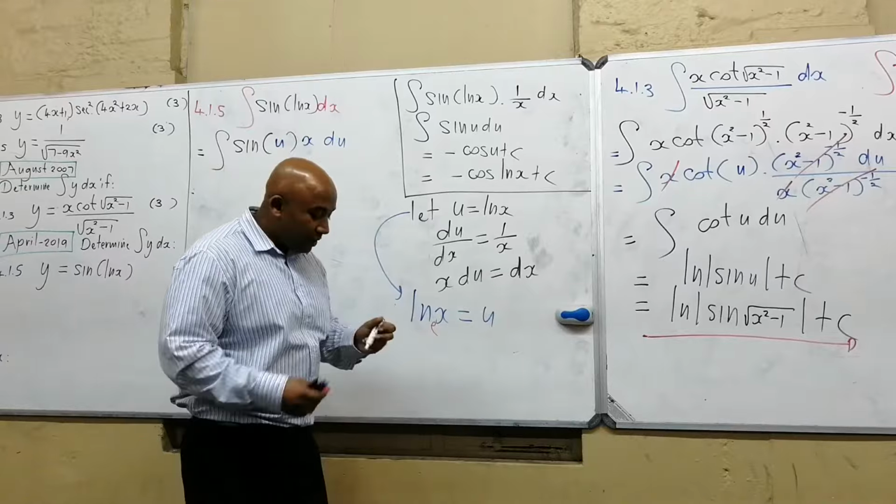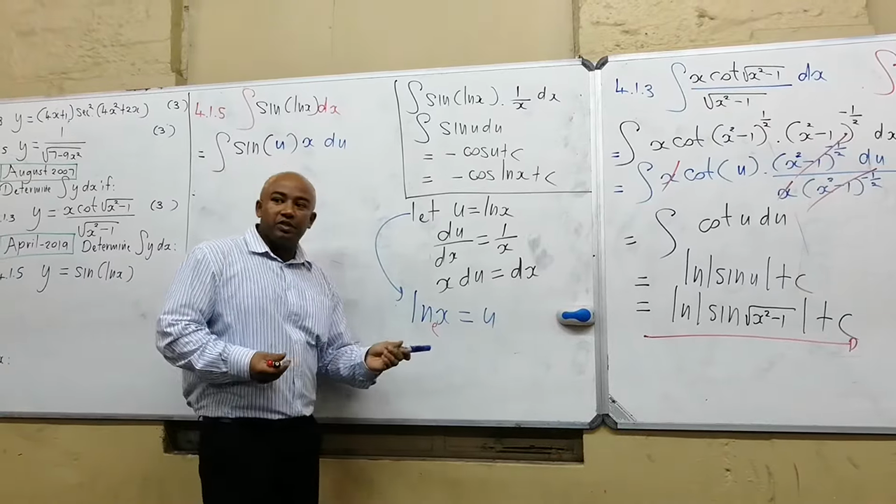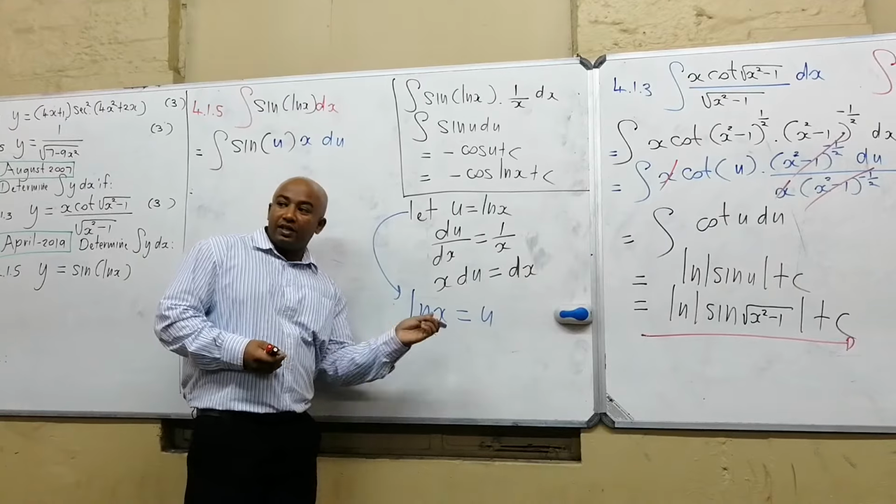So if I want to make x the subject of the formula, x is going to equal to what? E to the power u. So now we have a substitution. But it's going to be sine of u times e to the power u du.